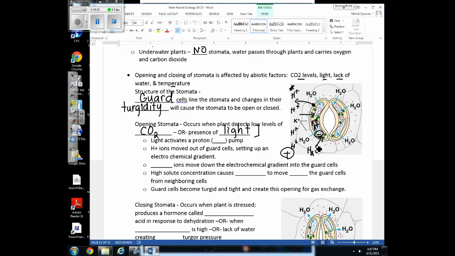What's happening? Let's go ahead and fill in some stuff in our notes here. The light activates a proton pump. Remember, proton is just a fancy way to say hydrogen ion. Those hydrogen ions move out of the guard cell, setting up that electrochemical gradient. This is going to cause those potassium ions to move down the electrochemical gradient, and that high solute concentration is going to cause water to move into those guard cells.